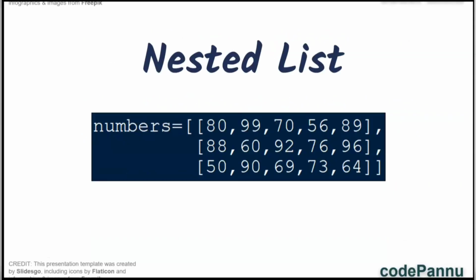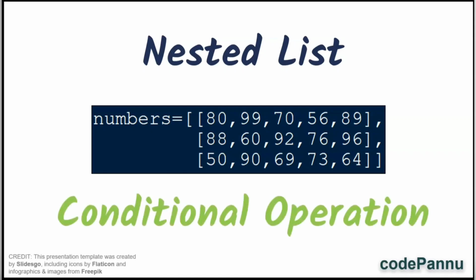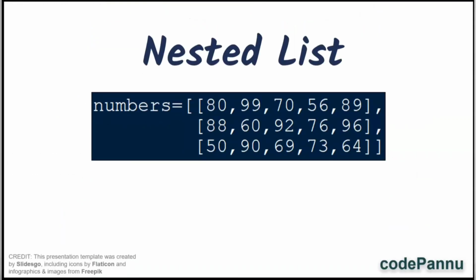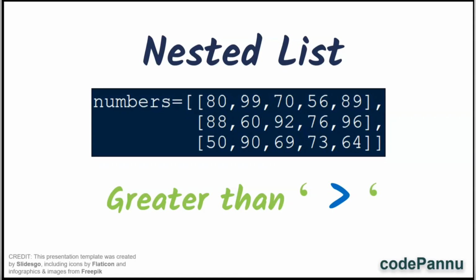Let us take a nested list called numbers. We can do any conditional operation on a nested list. In this video, let us see how to check for greater than condition in the above nested list. We shall take two items 56 and 90 to check greater than conditional operator.